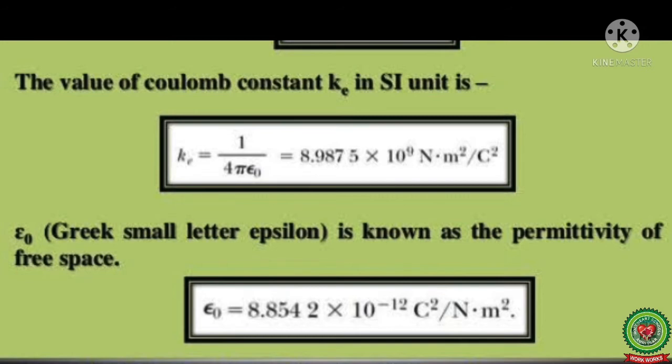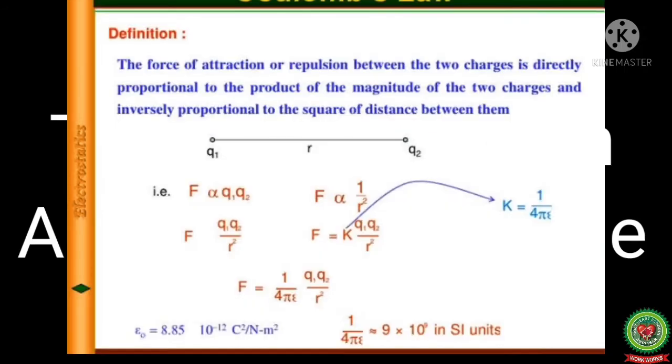Here epsilon naught is called permittivity of free space. Its value is 8.85 into 10 to the power minus 12 Coulomb square per Newton meter square. Children, while stating Coulomb's law, it was assumed that the charges were kept in vacuum or free space.